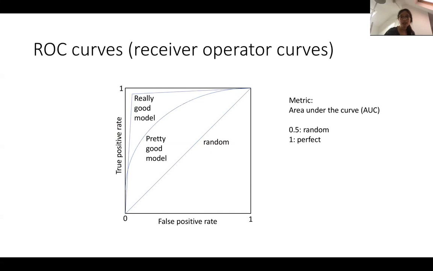This can be summarized by the metric, the area under the curve. In the random example, the area under the curve is 0.5. This is because the total area of the square is 1, and the area under the curve is half the area of the square. In the perfect model, you'd get the whole area of the square, which is 1.